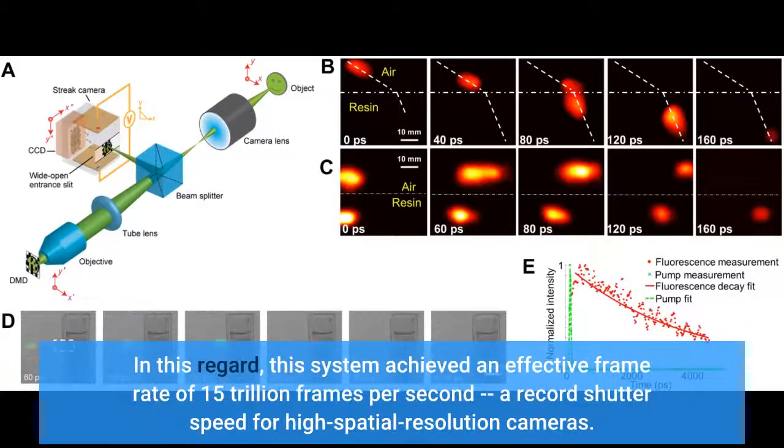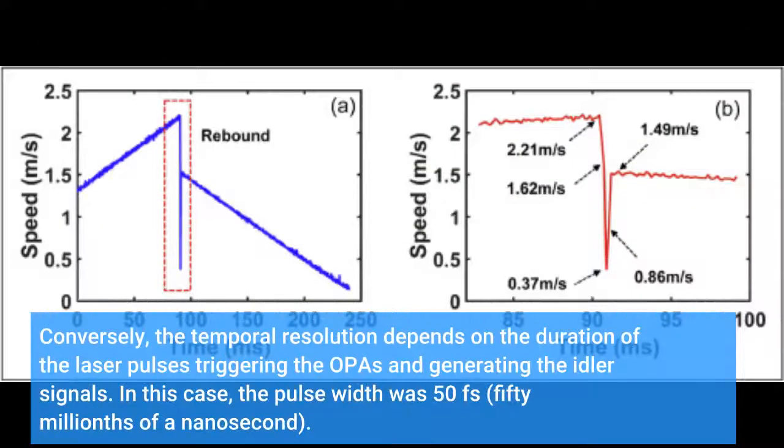In this regard, this system achieved an effective frame rate of 15 trillion frames per second, a record shutter speed for high spatial resolution cameras. Conversely, the temporal resolution depends on the duration of the laser pulses triggering the OPAs and generating the idler signals. In this case, the pulse width was 50 fs, 50 millionths of a nanosecond.